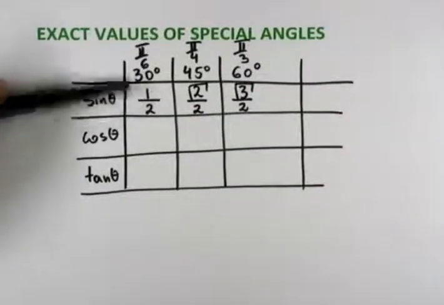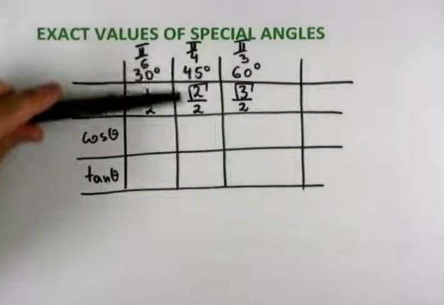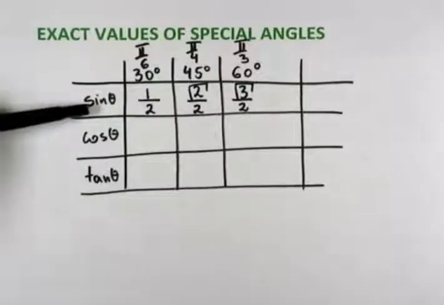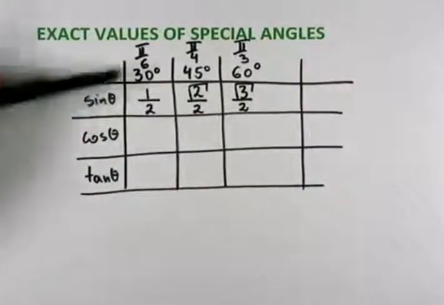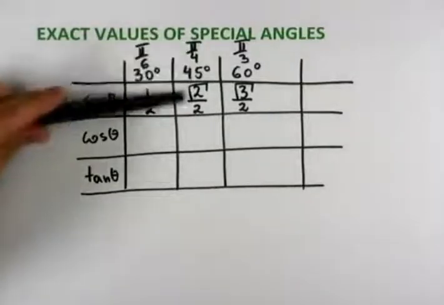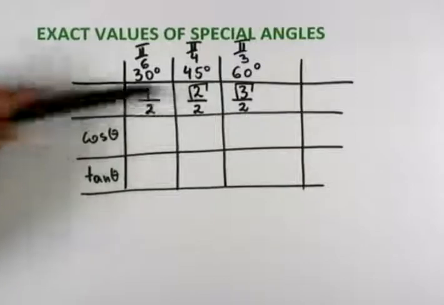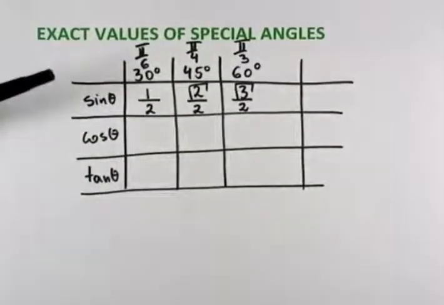So sine 30 degrees is 1/2. Sine 45 degrees is root 2 over 2. Sine 60 degrees is root 3 over 2. Or sine pi over 6 is 1/2. Sine pi over 4 is root 2 over 2. And sine pi over 3 is root 3 over 2.